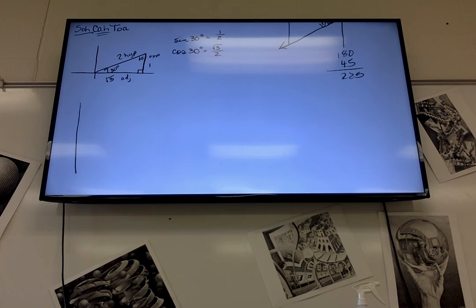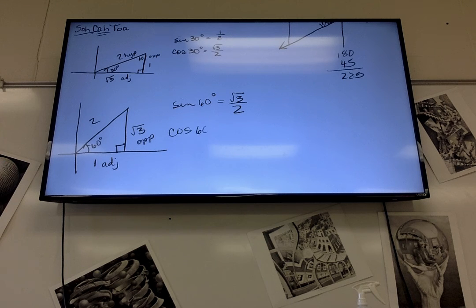All right. So 60 degrees stays there. Across from the 60 is the square root of 3. The adjacent side is 1, and the hypotenuse is 2. Very good with that. So the sine of 60 is square root of 3 over 2, opposite over hypotenuse. And the cosine of 60 is 1/2.